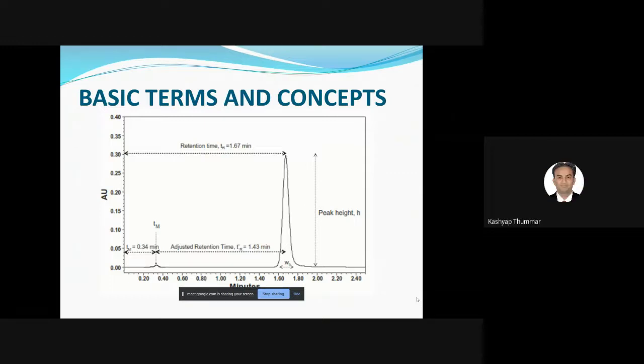Okay, so the basic terms, I have requested students that you can note down. So this is the basic chromatogram or chromatograph, a common picture in any chromatography. This is the output of any chromatographic technique, and that output is called a chromatograph. The time between the sample injection and peak maximum is called retention time, and the first disturbance at 0.34 minute is the unretained sample.